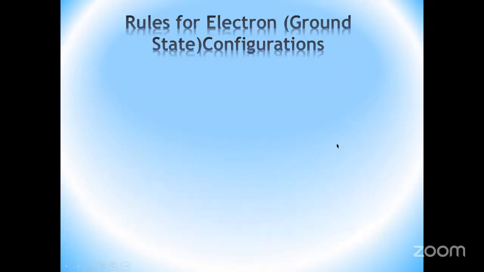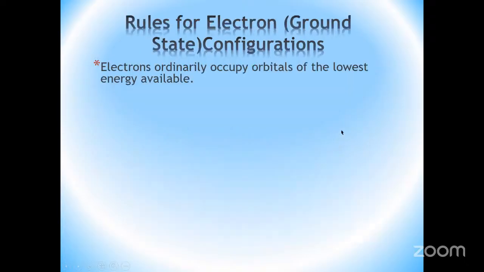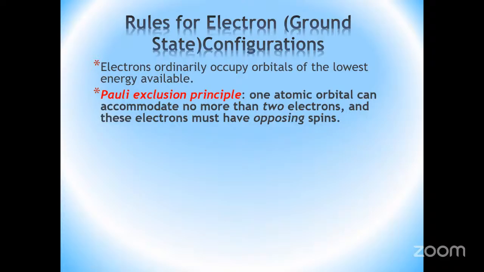Okay, now let's talk about the rules. These rules are specifically for the ground state configuration of atoms. Remember, the ground state configuration is the most stable configuration, the lowest energy that the system will have. So there are some rules for you to determine the ground state configurations of different atoms. The first one is that electrons ordinarily occupy orbitals of the lowest energy available. Basically, the electrons will simply go into the lowest energy orbital that is available to them.